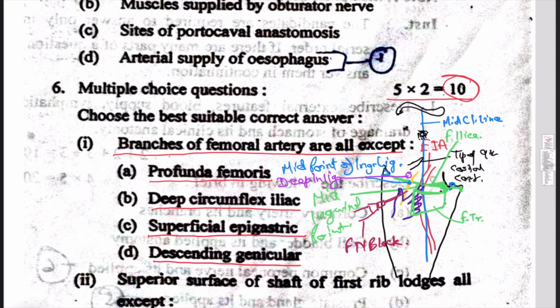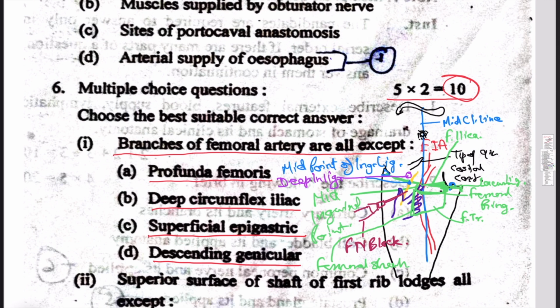And at its superior margin, this rim is called the femoral ring. And what forms the medial wall of this femoral ring? It is the lacunar ligament. The lacunar ligament forms the medial wall of this femoral ring. So this sheath is the femoral sheath.